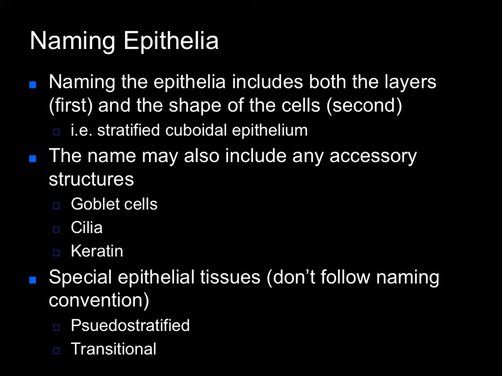In addition to the cells, we also have some goblet cells which produce mucus. We have things like cilia, which are more found in the digestive tract. And then we also have keratin, which is a hard protein, which I'll learn more about. We also have two specialized tissue types, which are called pseudostratified, which means that they're false stratified, which I'll get into in a little bit, and transitional, which means that they're going to go back and forth between cuboidal and squamous.